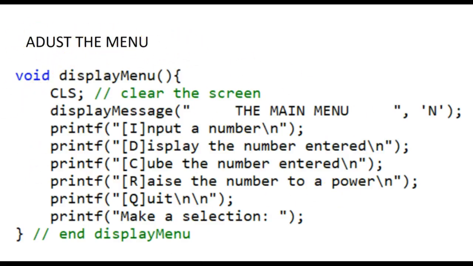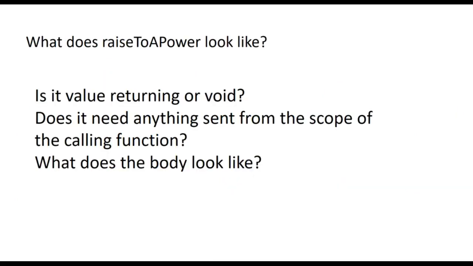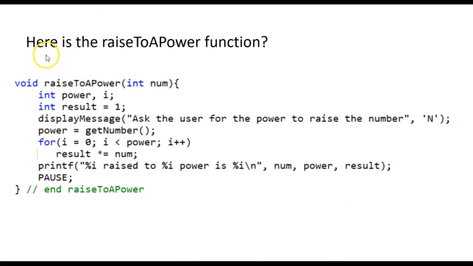Here's me going in and adjusting the menu. So all I did was add this case or this R. So after adjusting the menu, what does this raise to a power look like? We've talked about that, and this is what it looks like. Here is the code raise to a power. So raise to a power is void. It needs the number.